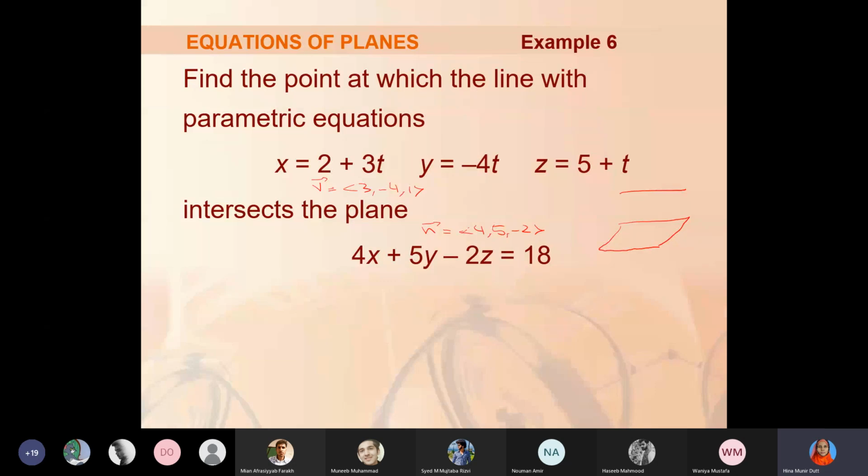Now we have to find the point at which the line with the parametric equation intersects the plane.